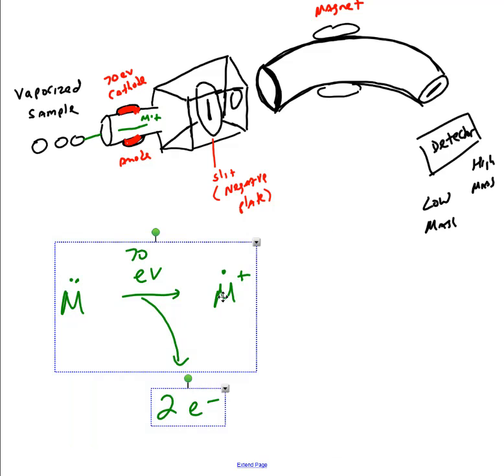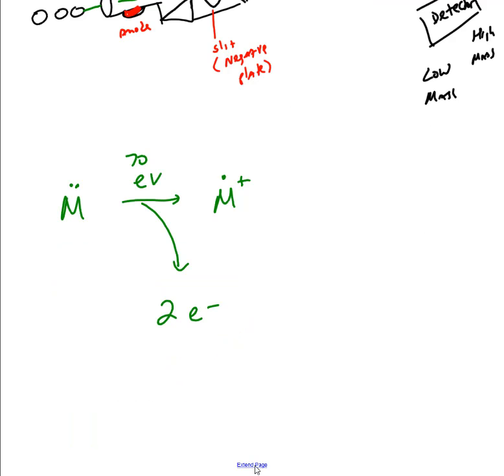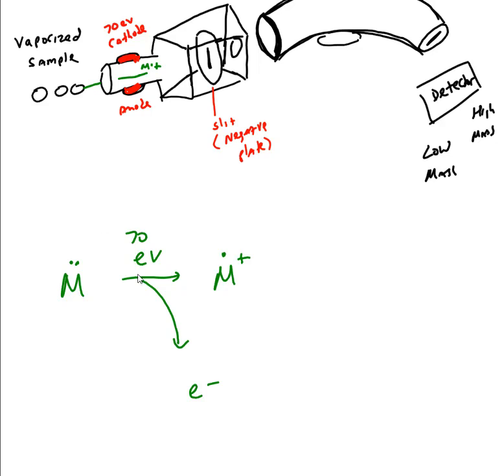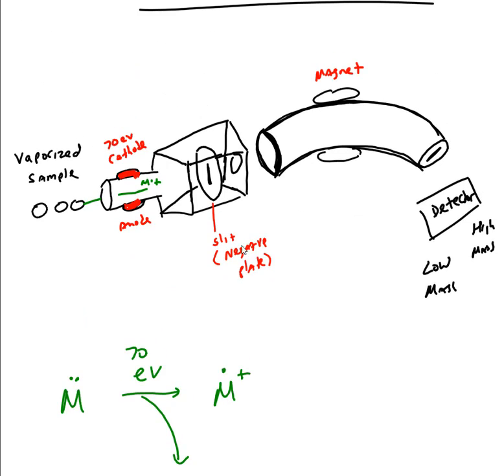So essentially this is what we're doing. I'm going to write just electrons so that you don't get confused thinking 2 come out from the molecule. One's coming from the electron, the 70 electron volt acceleration, and then it hits this molecule and pushes out an electron. This is called the molecular ion. So at this point, we have a molecular ion that's passing through.